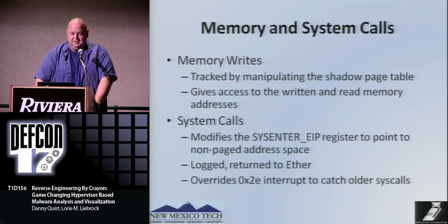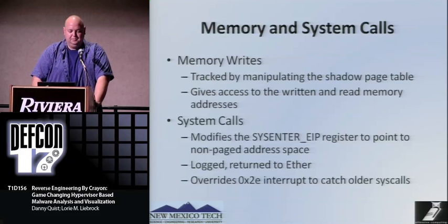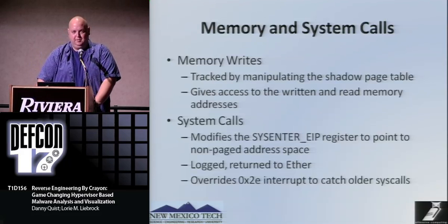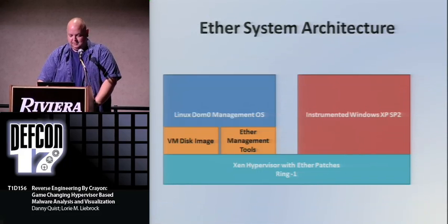Okay, memory and system calls. Memory writes are checked by manipulating the shadow page table. So this gives you access to all the read and written memory. System calls, this modifies the sysenter EIP register to point to a non-paged address, and when any sort of access is hit to that, Ether logs that. And it also logs the int 2e instruction to catch the older system calls.